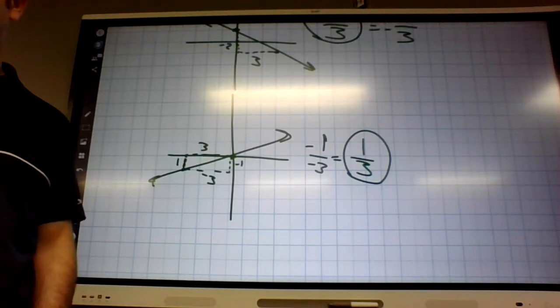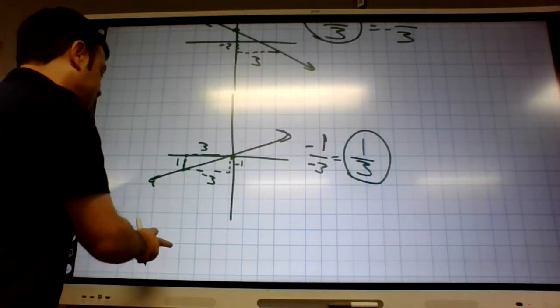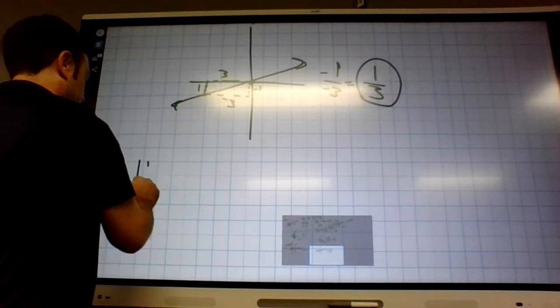All right, on 11. So this one we can just do from memory probably. What's the slope of a vertical line? Undefined.